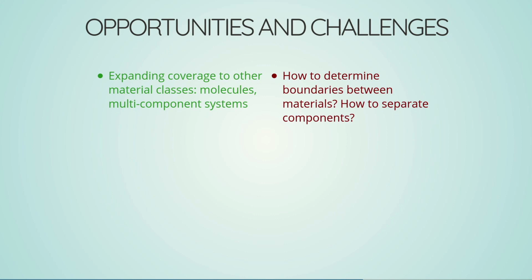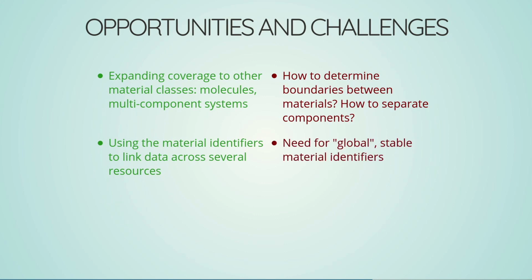Another major opportunity that the encyclopedia brings is the possibility to combine data from multiple sources by linking information using the material IDs. For example, we already use the symmetry-based material identification to incorporate prototype labels from the AFLOW prototype library directly into the encyclopedia. This paves way towards interoperability and mixing of materials data from several sources. In order to achieve this kind of linking, we would need to establish global and more stable material identifiers that could be used across the materials science community.